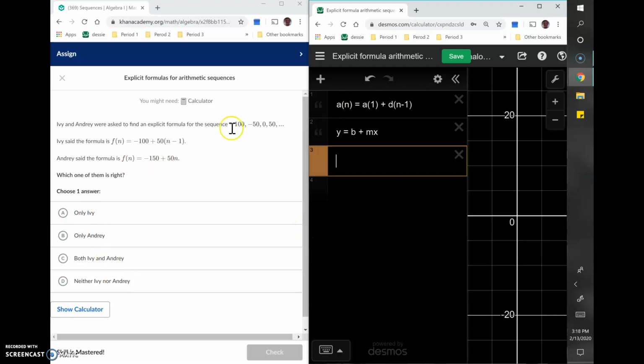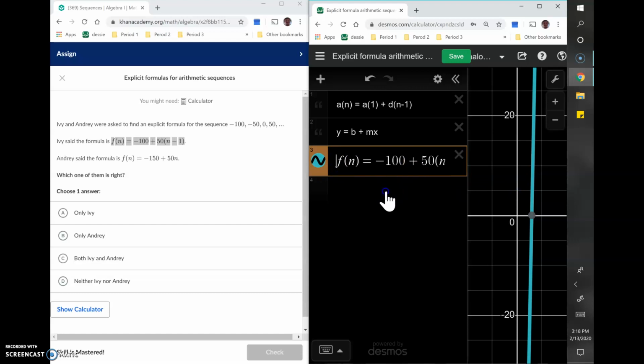There are several different ways we could do this. We could just build the formula from the sequence, but I'm going to teach you a way to double check their formula. So the first step, if I want to know if Ivy built the right formula, I'm going to put it into the calculator, and I'm going to make sure when I put it in that I have this f of n part.